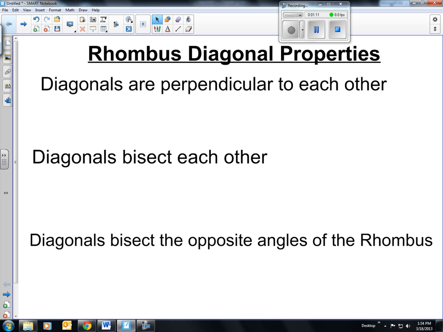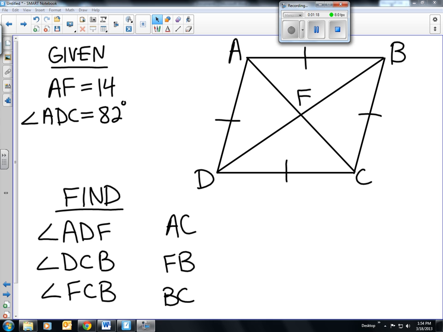And then the second property, the diagonals bisect each other. Here we have the two diagonals again. What we're saying is that AF is going to be congruent to FC, and that DF is going to be congruent to FB. Now, do not make the mistake of thinking that the DF here will be congruent to the AF. That is only true in a square or in a rectangle when the diagonals are congruent. So, in the rhombus, the diagonals are bisected, which means what we've drawn here on the figure.